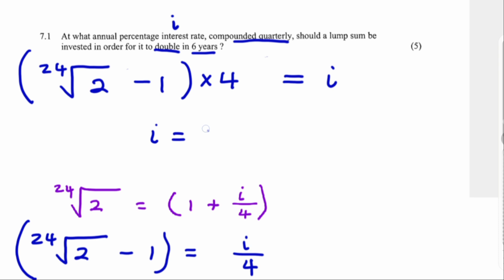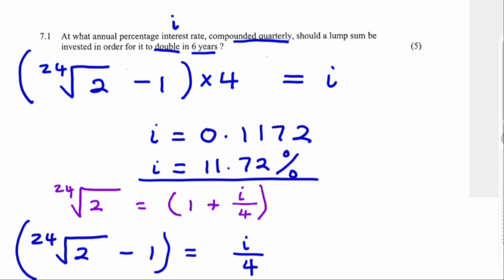I is equal to 0.1172, and then if you convert that into a percentage, it should be 11.72%. So that is the annual interest rate that you should invest your money for it to double in 6 years if it is compounded quarterly.